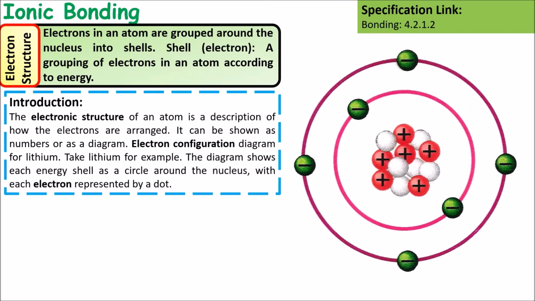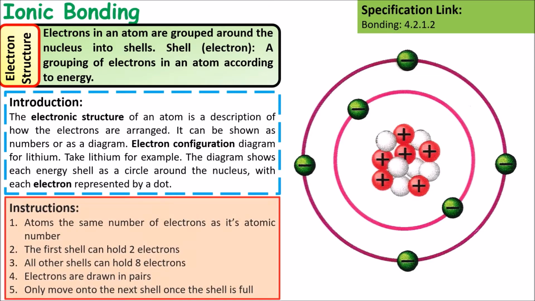The electronic structure of an atom is a description of how the electrons are arranged around the nucleus. So it can be shown by a diagram like the one on the left. There are a few things that we need to remember. The first shell can hold 2 electrons, and all of the other shells can hold up to 8 electrons. After we go past 4 electrons on a shell, then we start pairing them up.